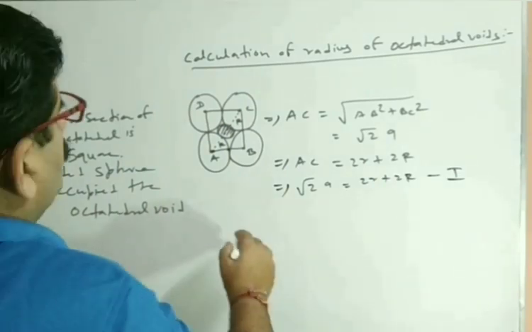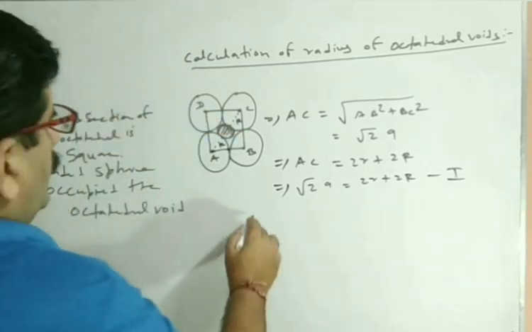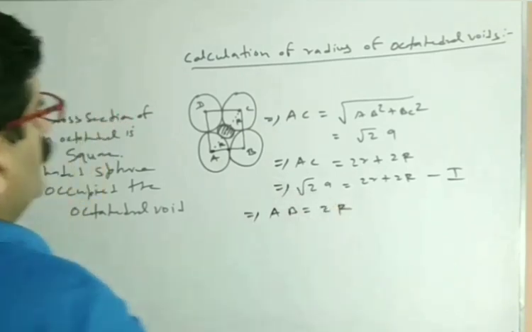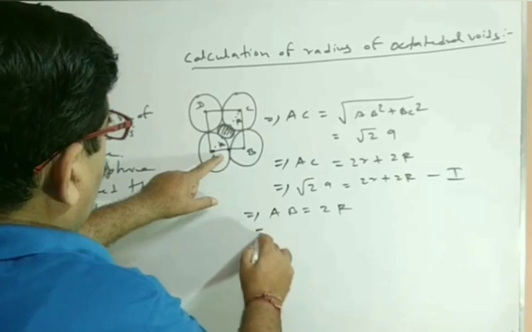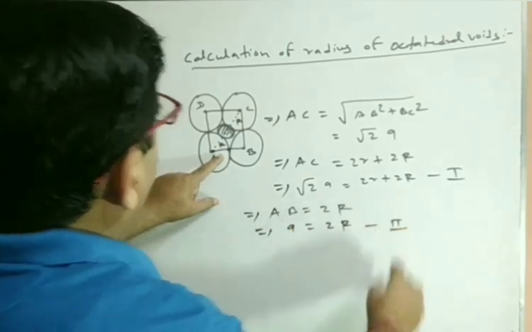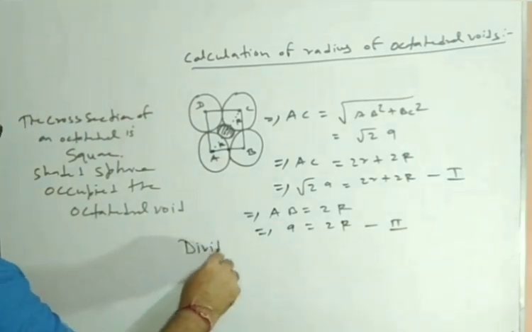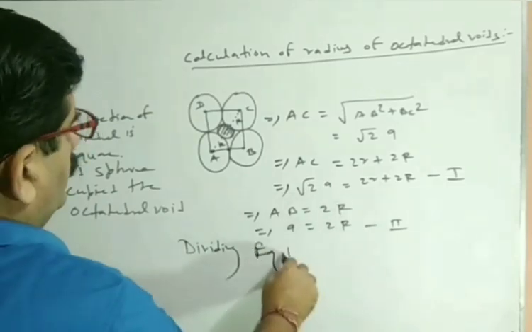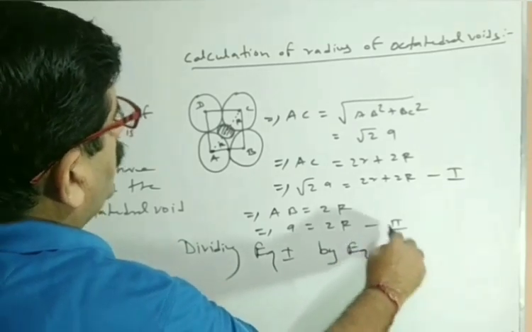Again, from AB, we can write AB is equal to 2R. AB is equal to A, so A is equal to 2R. This is our equation 2. Dividing equation 1 by equation 2.